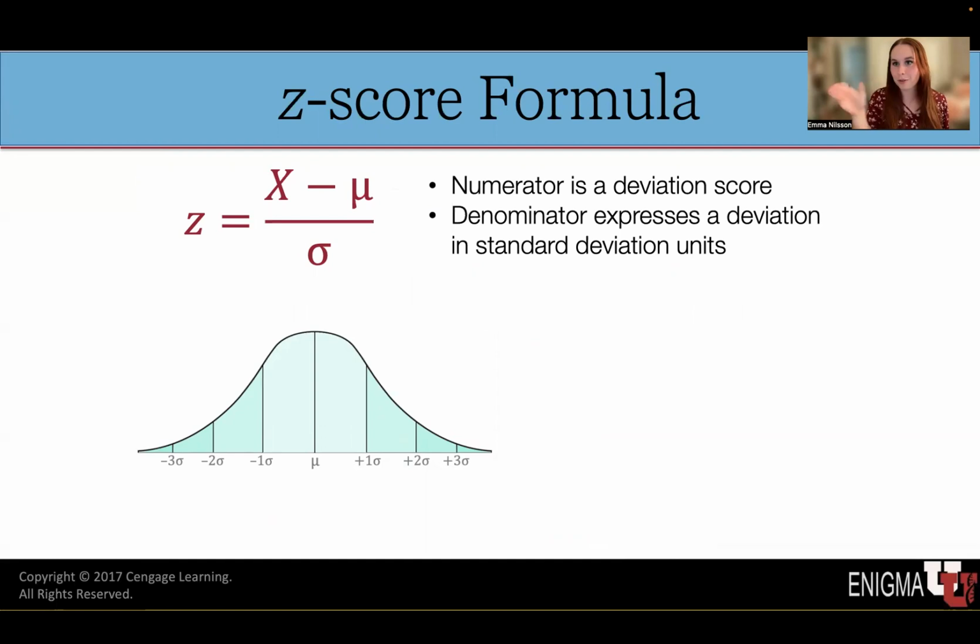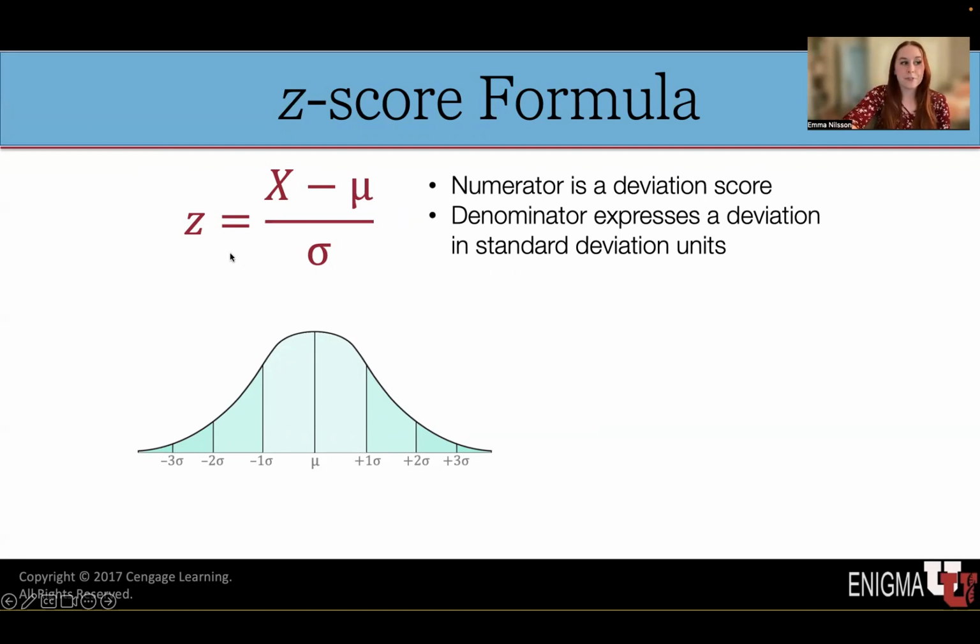How do we transform raw scores into z-scores? The numerator is going to be a deviation score, which we've seen before. This is the same thing. You're just finding the distance between your raw score and the mean. And it also is going to indicate whether the x value is located above or below the mean. If your numerator is positive, your x score is above the mean. If it's negative, it's below the mean.